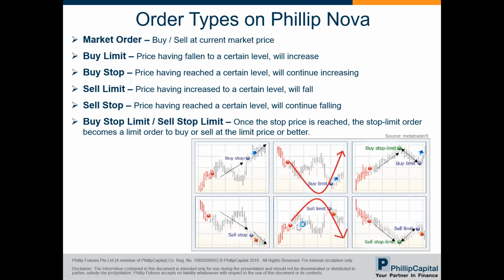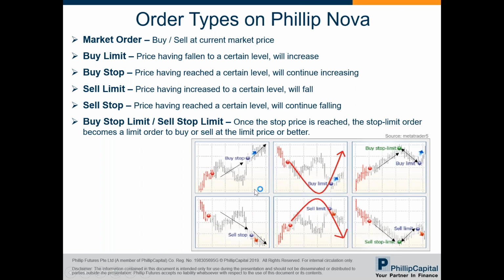Similarly for the sell, it's a reverse. So if let's say the current market price is $1, you'll be queuing for anything above $1, maybe $1.20, $1.50. And if it hits that certain price that you input, then they will initiate a sell position for you. So it will open a position for you.